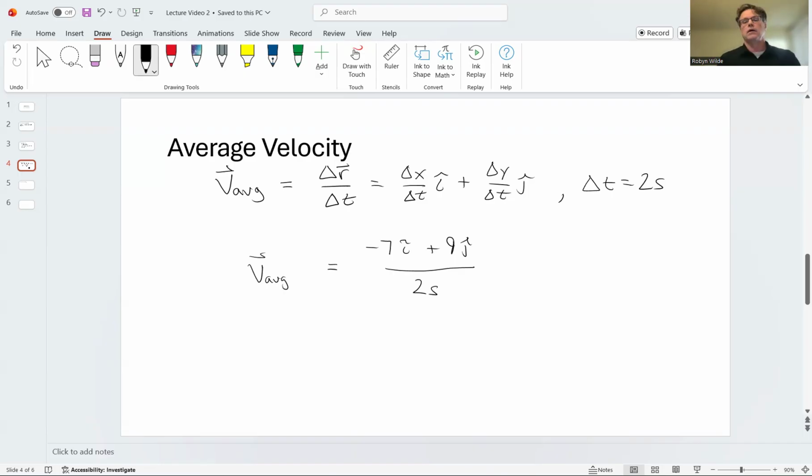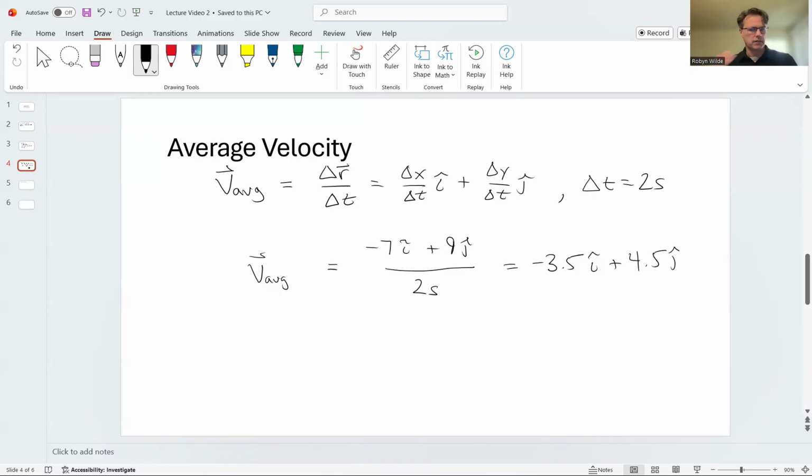Okay, now, how do I do algebra or math with vectors? The main thing to keep in mind is that the components of the vector are independent of one another. So I'm just going to divide the 2 into each component. All right, so I'm going to take the -7 over 2. So I'm going to get -3.5 i hat plus 9 divided by 2, which is 4.5 j hat.